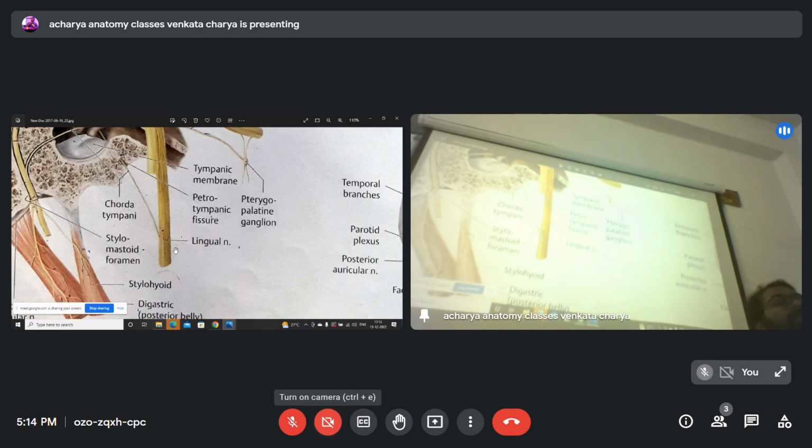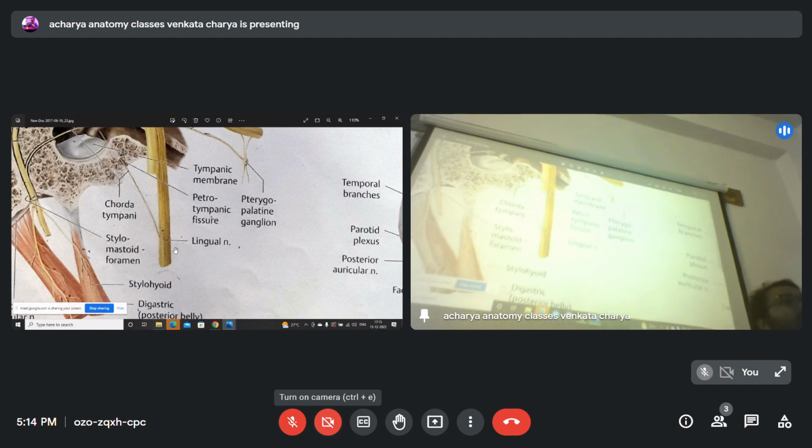The anterior 2/3 part of the tongue, sensory by the lingual nerve. The lingual nerve is a branch of the trigeminal nerve, posterior division.